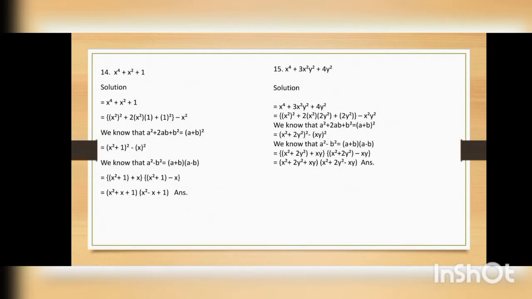Now question number 14 is x⁴ plus x² plus 1. Okay, here we can also apply the same formula which we did in question number 12. So we have written this x⁴ as (x²) raised to the power 2 and the third term 1 as 1 squared. Okay, so our second term in the formula is 2ab. Now our a equals x² and our b equals 1. So we have written 2 into x² into 1.